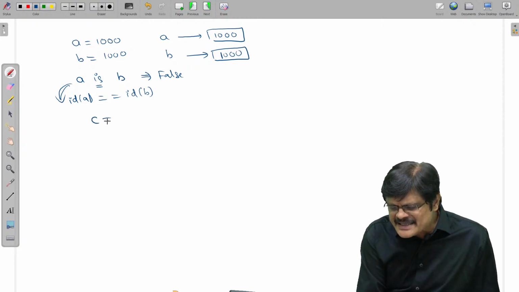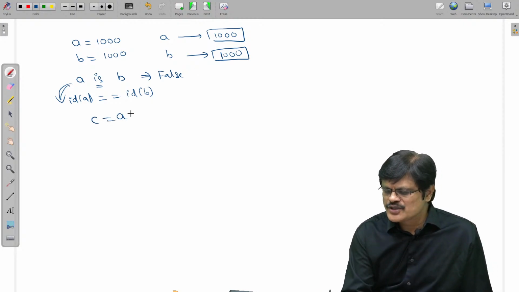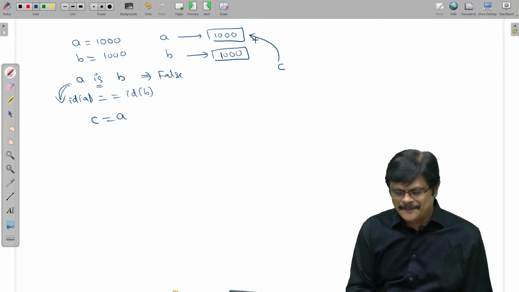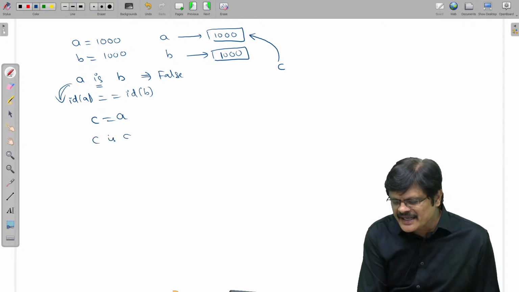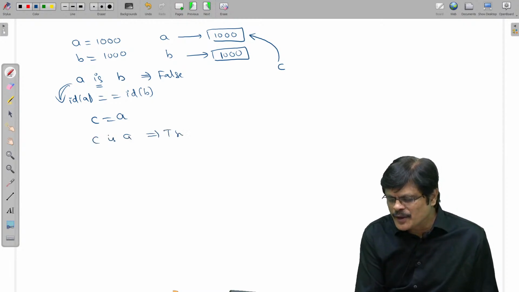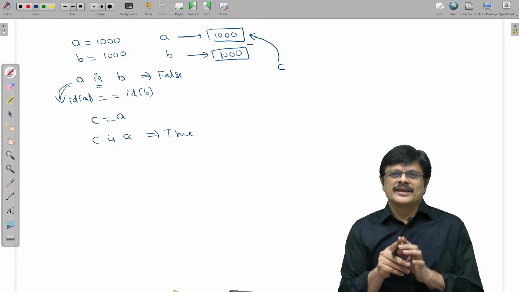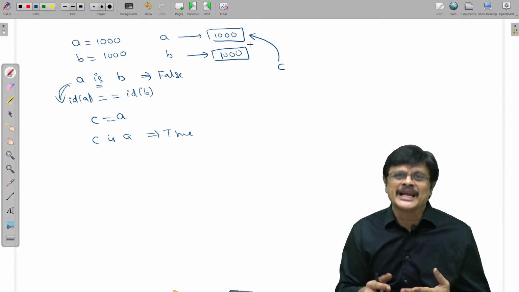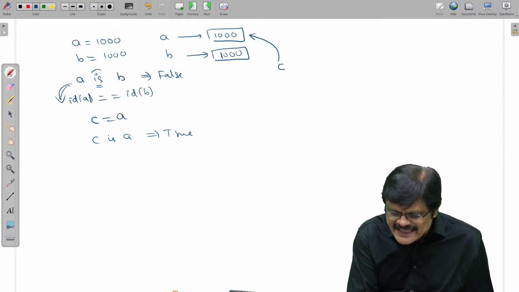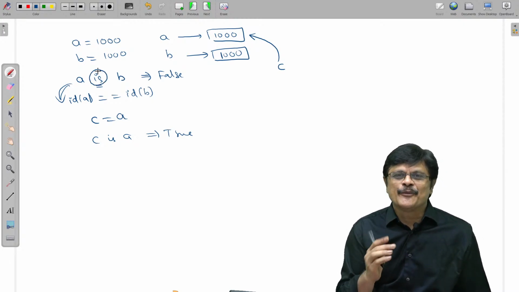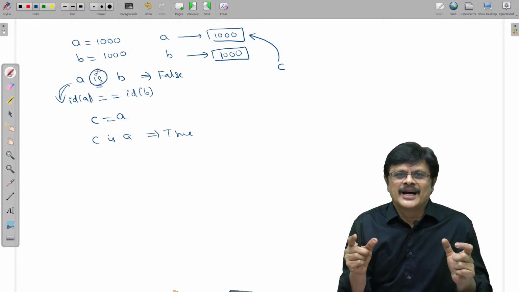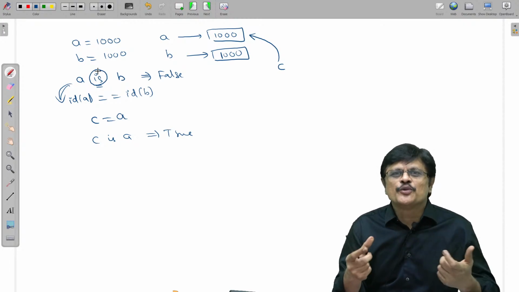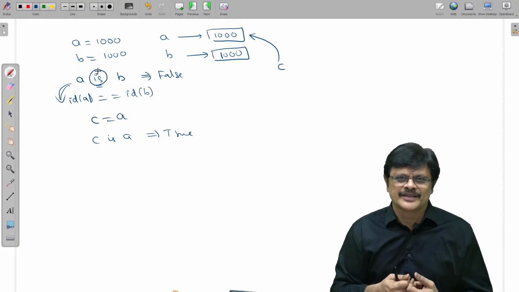I say C is equal to A. What does it mean? We have a reference C, or a variable C, which also refers to A. Now if I say C is A, the result will be true, because both are referring to the same object. That is, A and C mean the same object. So this is used for that particular purpose, to check whether these two variables refer to the same object or not.